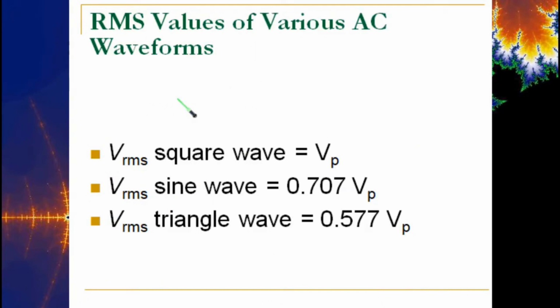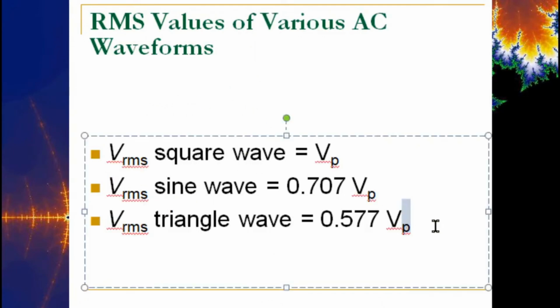Okay, and there are other waveforms too that aren't just sine waves. We have triangle waves, right? Those kind of look like sawtooth. Sawtooth has a different coefficient out in front, so to speak, or multiplier, I guess you could say. 0.707 times the peak is the sine.